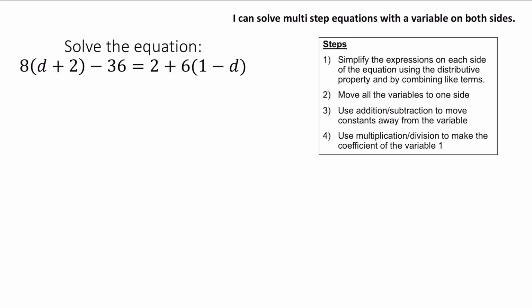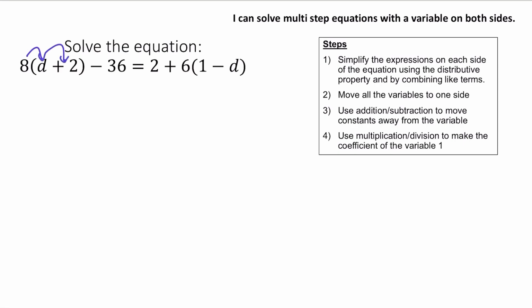So let's try solving this equation. 8 times (d plus 2) minus 36 equals 2 plus 6 times (1 minus d). So I like to work with each side of my equation individually and then simplify those expressions. So I'm going to start off with the left side. So I'm going to start off by distributing the 8.